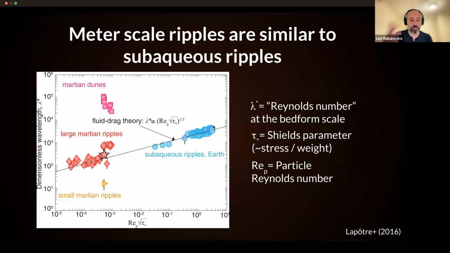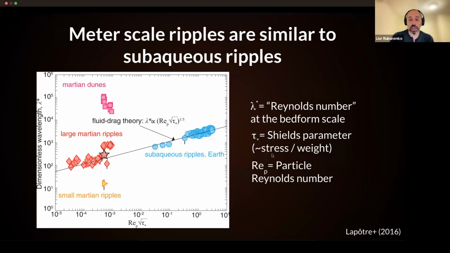So the kinematic viscosity, just to refresh your memory, is the ratio between the dynamic viscosity and the density. Now, we can do experiments in the lab for subaqueous ripples on Earth, and we can also analyze observations. We plot on the y-axis the dimensionless wavelength, which you can think of like the Reynolds number at the scale of the bed form, lambda star, which is basically the scale of the bed form times the shear velocity of the fluid, divided by the viscosity.